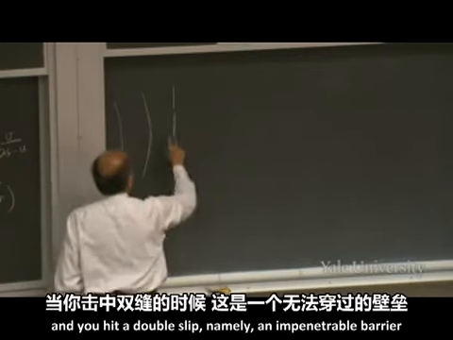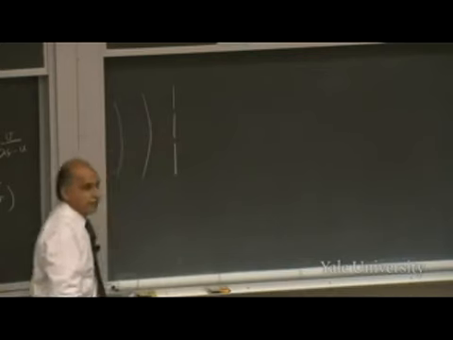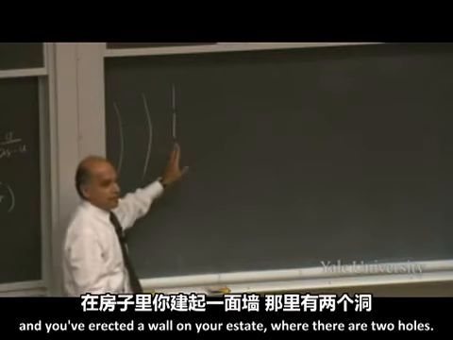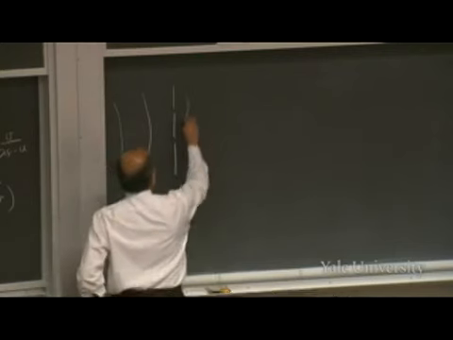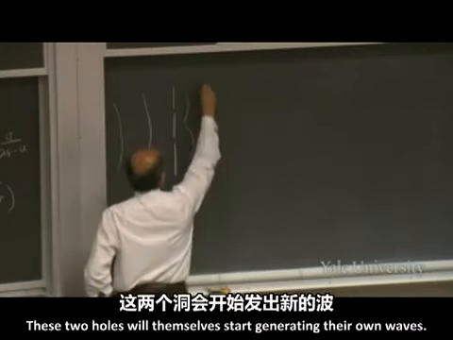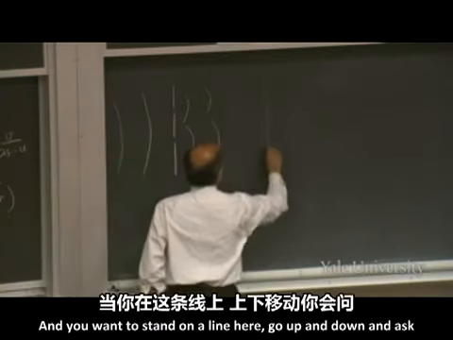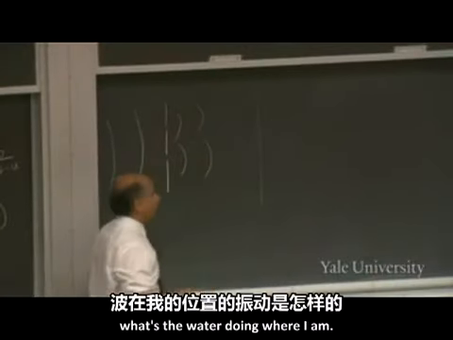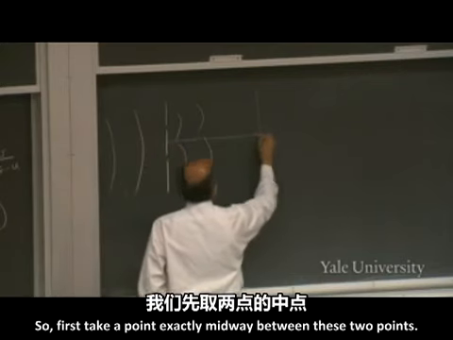And you hit a double slit, namely an impenetrable barrier with 2 holes in it. If you want, think of it as water waves, and you've erected a wall on your estate, but there are 2 holes. So you know what will happen, right? These 2 holes will themselves start generating their own waves. And you want to stand on a line here, go up and down and ask, what's the water doing where I am?